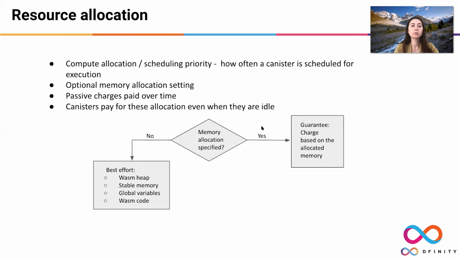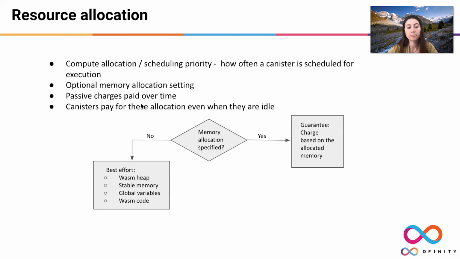Right. So apart from the fees related to messages, the fees that have been specified so far, we also charge for the resources allocated to a canister, and more specifically, we charge for compute and memory allocation. However, before I explain a bit about these two types of resource allocation, I would like to highlight an important difference between the fees related to messages and these ones, the resource ones.